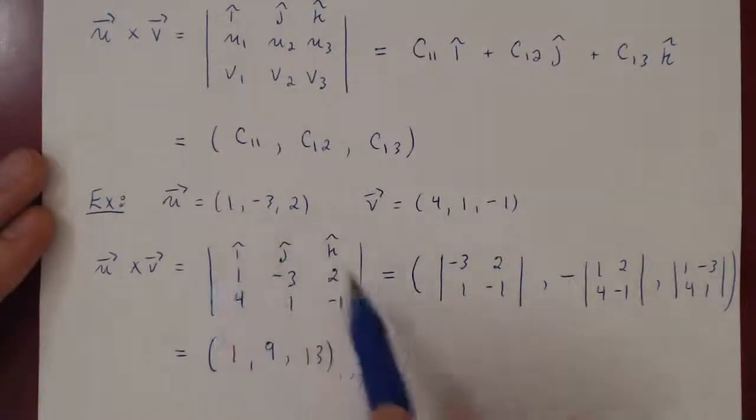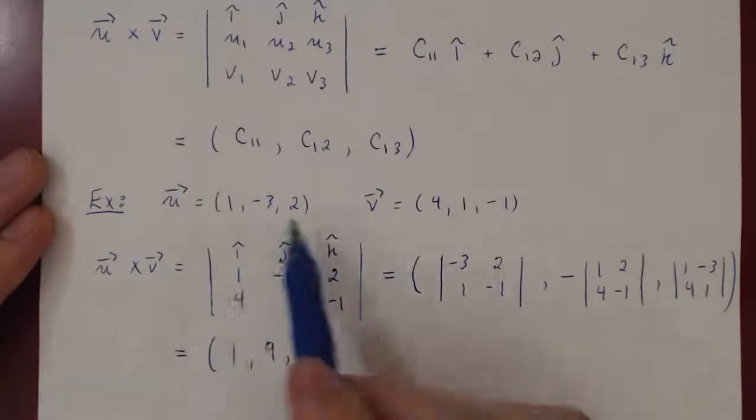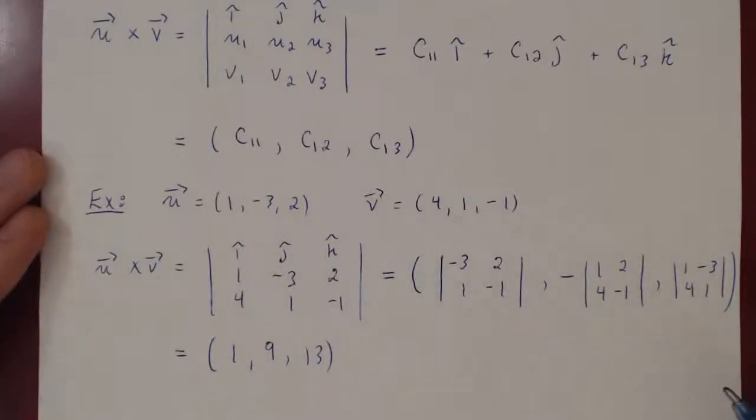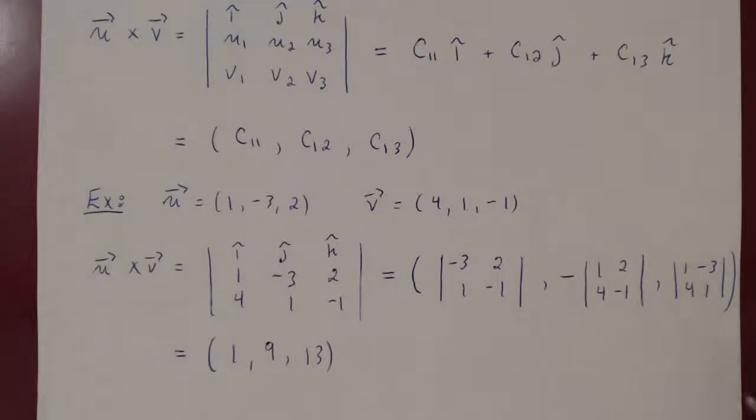But as you can see, it only works for vectors with 3 components, vectors in R3. Let's ask the question now, could we make this work with vectors in R2 with only 2 components? The answer is yes, but we need the idea of embedding.